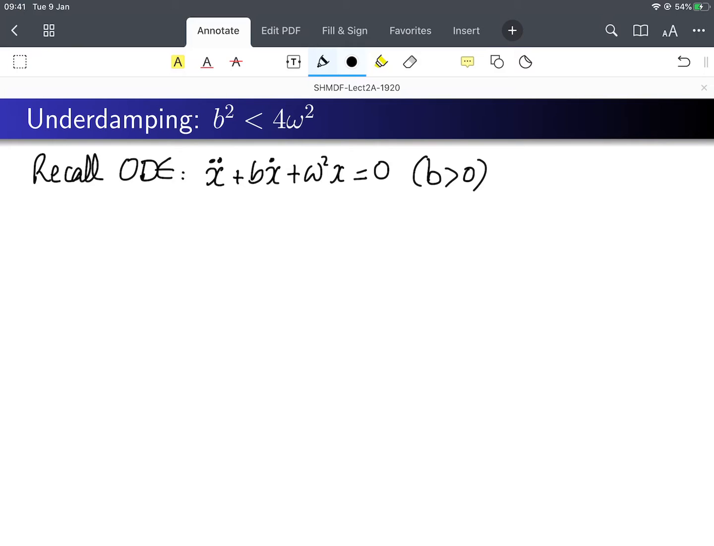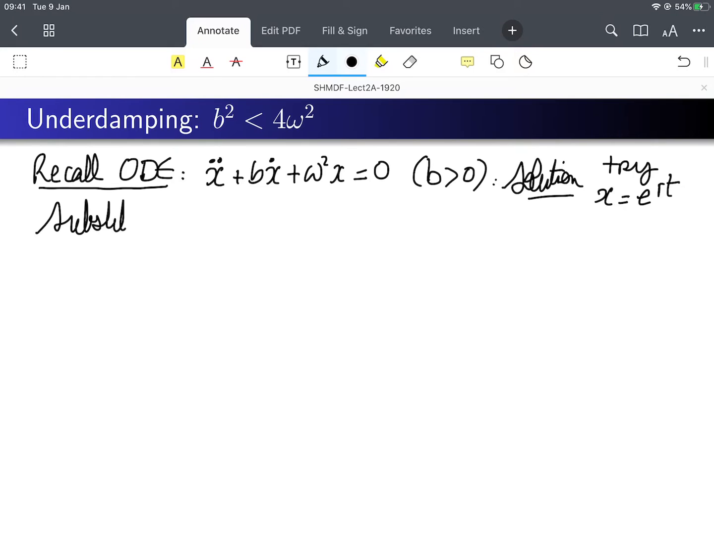So if it wasn't for that second term, this would be the simple harmonic motion, and now there's a damping term added. And to solve it, we tried a solution of the form x equals exponential rt, where r was the constant to be determined. So if you substitute this into the ODE, you will find a quadratic in the end.